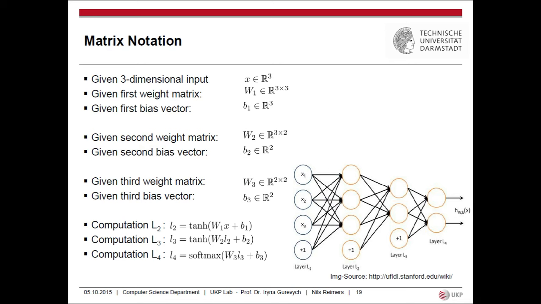In deep learning and neural networks, there's a lot of matrix notation. So get familiar with linear algebra and how matrix multiplication is used. As soon as you recap the basic understanding of matrix multiplication and notation, it's quite straightforward. In the network we presented, we have a three-dimensional input, so x is a vector in R to the power of 3. Then we have our first weight matrix, which connects the three-dimensional input to a three-dimensional hidden layer.